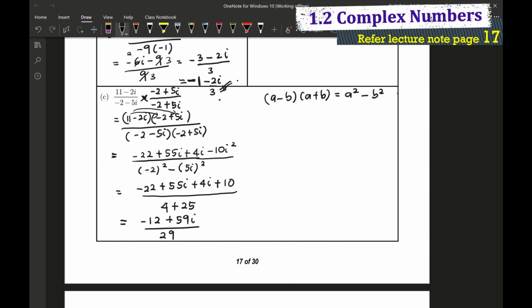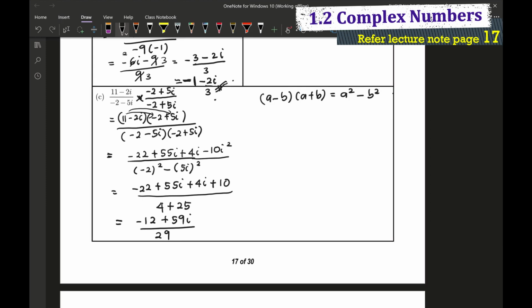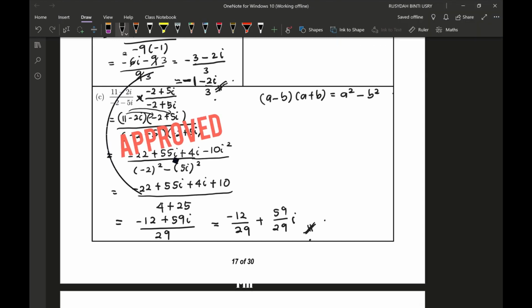So our final answer, either you put it like that, or better we put it in this version to make it look more normal: -12 over 29 plus 59 over 29i. So that's our final answer.